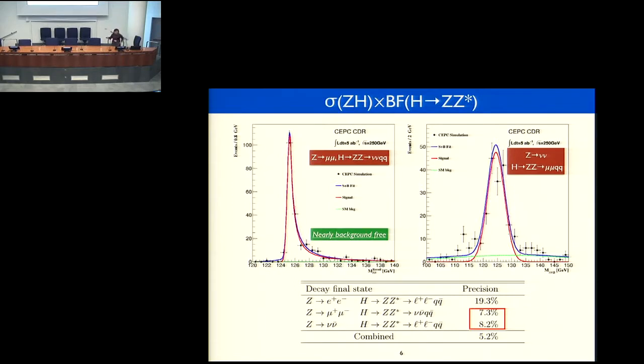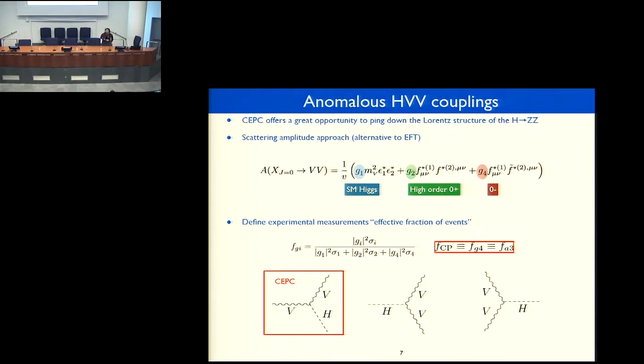So the sensitivity that's quoted over here in the study, you can see that these two final states involving two muons, missing ET plus the two jets are quite comparable, and that's the power of the combination. In the end, you can get something like 5%. All right. Okay, so then the next half of my talk, I will be focusing on the anomalous Higgs to VV couplings.